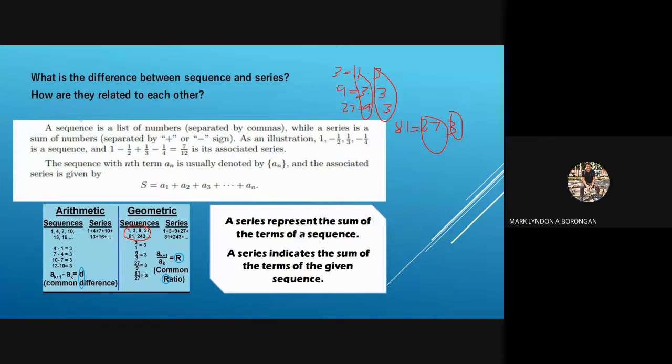And the formula is denoted by a sub k plus 1 all over a sub k. That is equal to r. So, ang r na to, that will be the ratio. And sa series, simple lang, i-add ra nato sila tanan. Okay? Kung unsay nasa sequence, ang sa series, ato lang sila i-add. Okay?